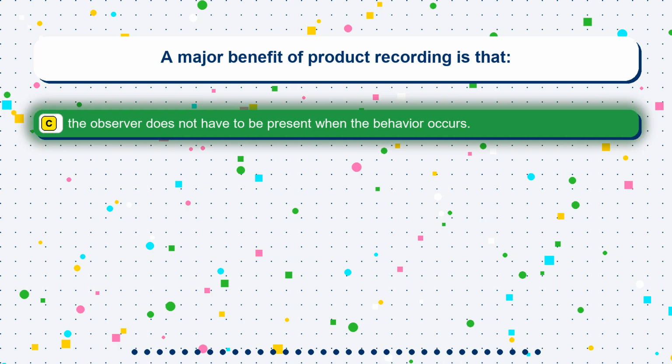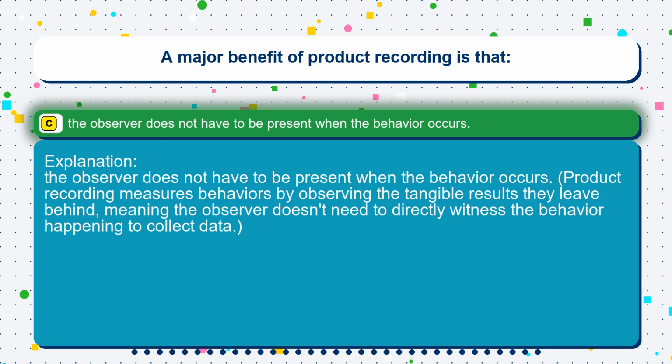The correct answer is option C, the observer does not have to be present when the behavior occurs. Product recording measures behaviors by observing the tangible results they leave behind, meaning the observer doesn't need to directly witness the behavior happening to collect data.